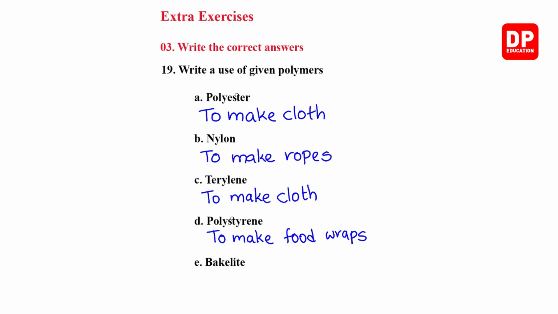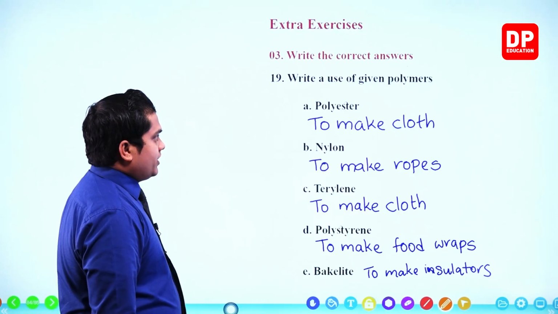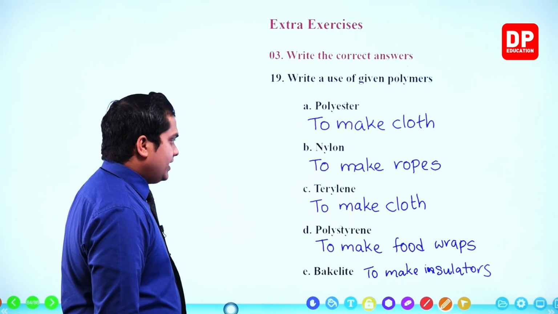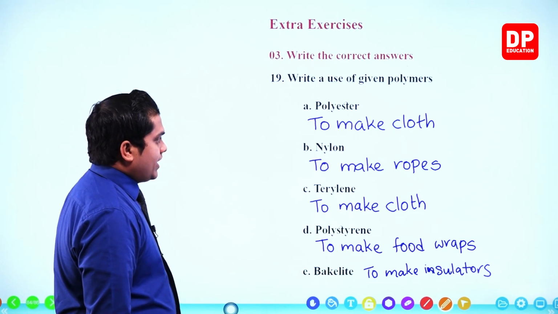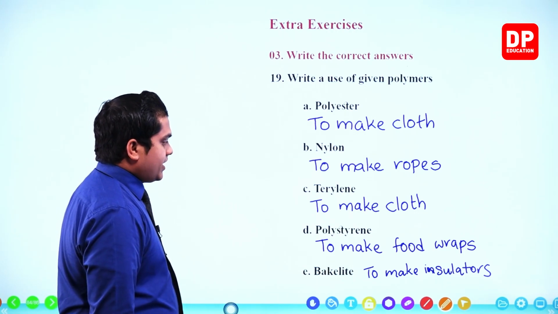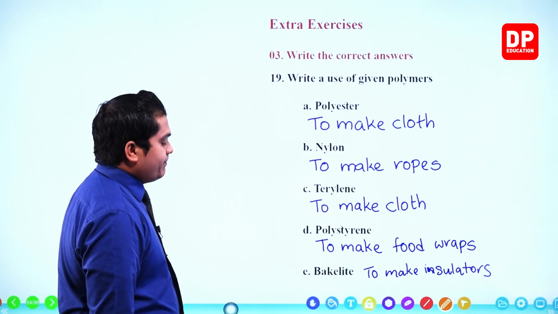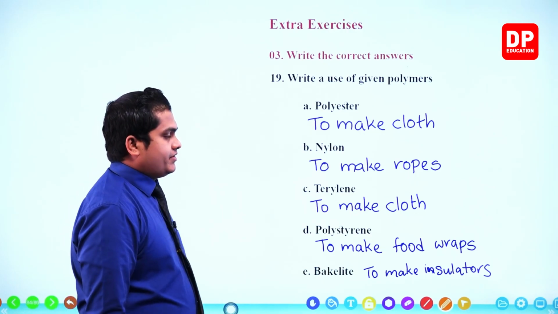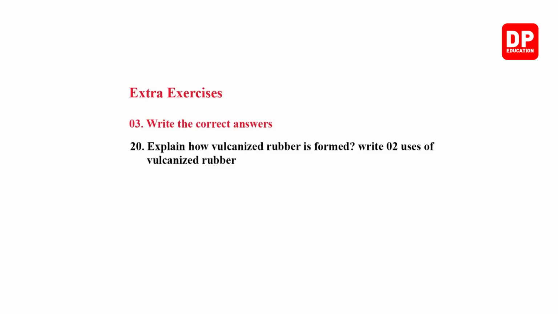Next one, bakelite, to make insulators. To make insulators, we use bakelite. So polyester to make cloth, and also terylene to make cloth. Nylon to make ropes, polystyrene to make food wraps, and bakelite to make insulators. Okay, right then. The next one.